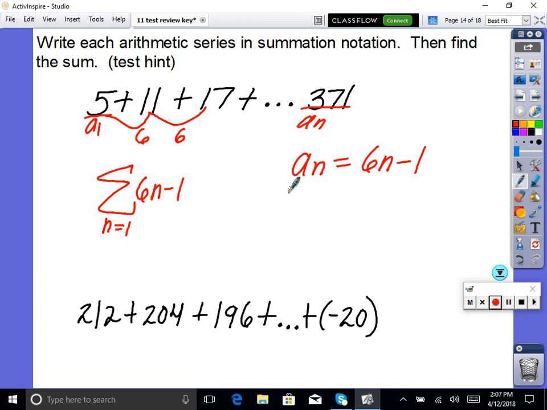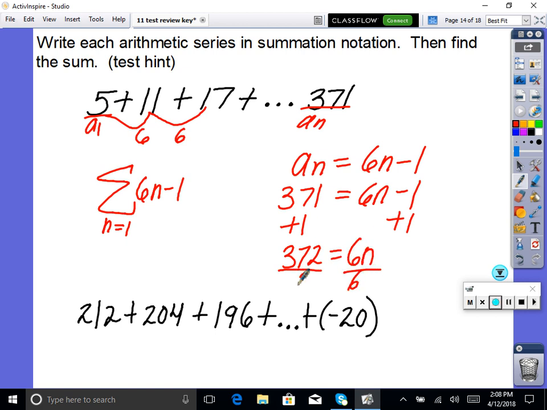Here's a sub n. 371 is equal to 6n minus 1. And now solve for n. This one doesn't take a logarithm because it's arithmetic. Add 1. 372 equals 6n. Divide by 6. So it comes out that that is actually 62. So now you would type that into your calculator and you get 34968. There's our sum.